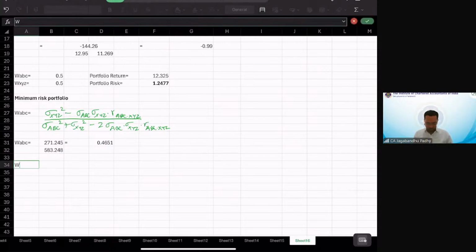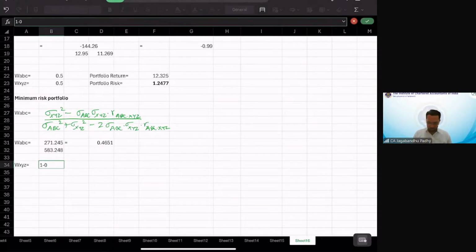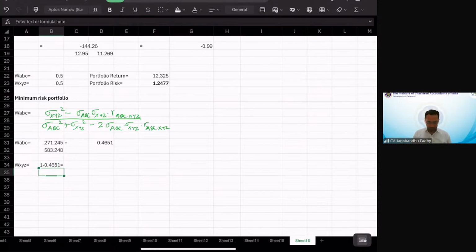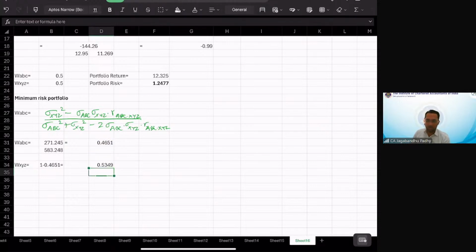So obviously then weightage of XYZ will be 1 minus 0.4651, which is equal to 0.5349. So weightage of XYZ is 0.5349. Okay.